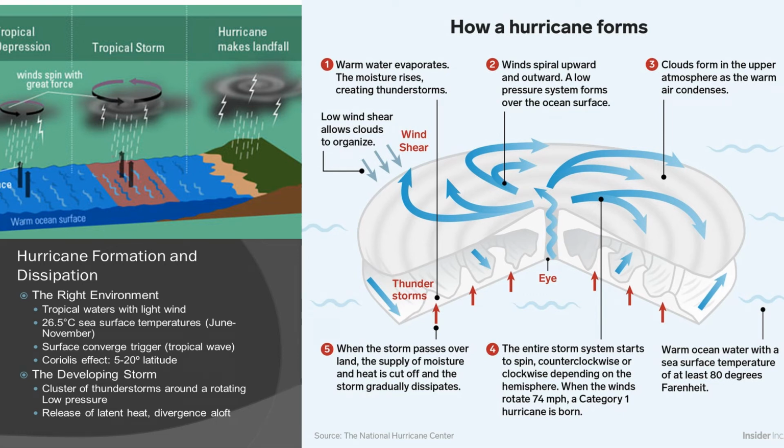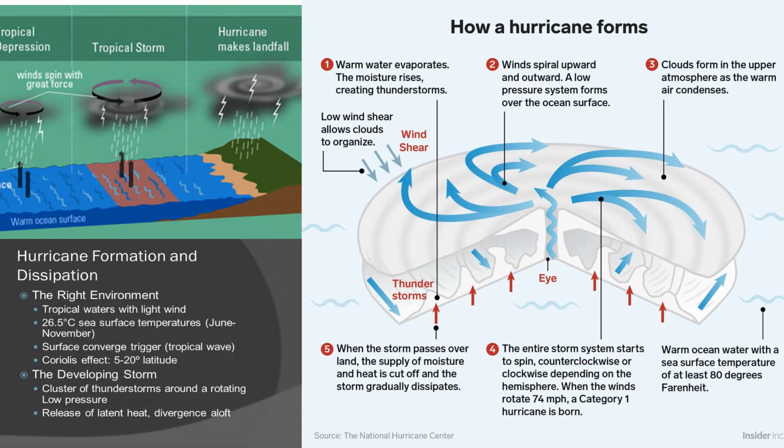Hurricane stages of development. Hurricanes go through a set of stages from birth to death. Initially, a tropical disturbance shows up as a mass of thunderstorms with only slight wind circulation.